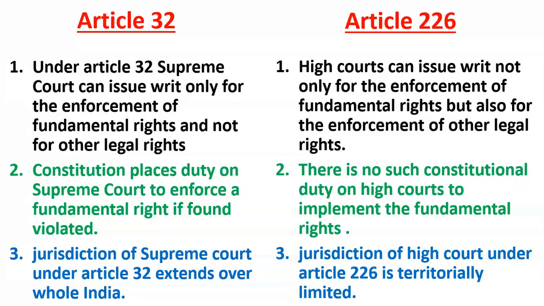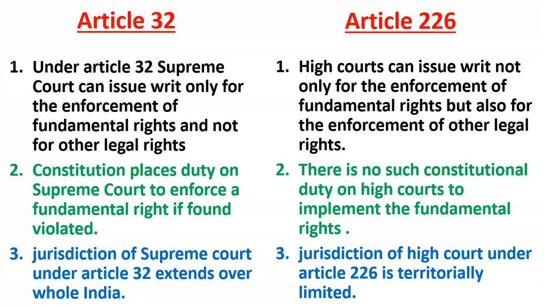Now what is the third difference? The third difference is that the jurisdiction of the Supreme Court under Article 32 extends over the whole of India. But the jurisdiction of the High Court under Article 226 is territorially limited. Now what does it mean? We all know that the Supreme Court is for entire India. So the Supreme Court can take cases from entire India, and it can pass judgment for entire India. But the jurisdiction of the High Court is territorially limited.